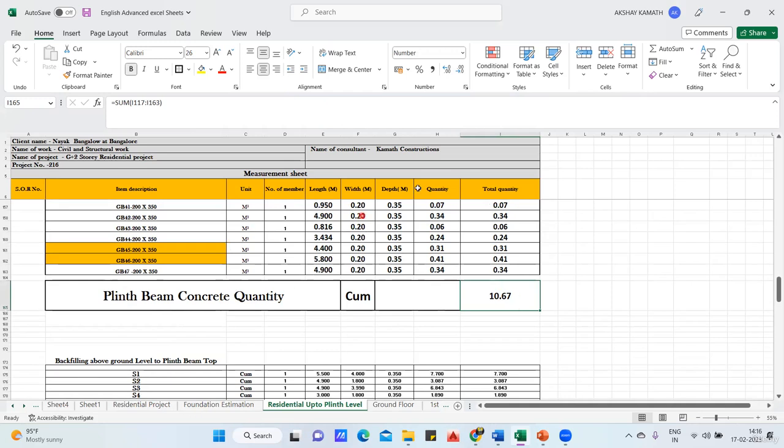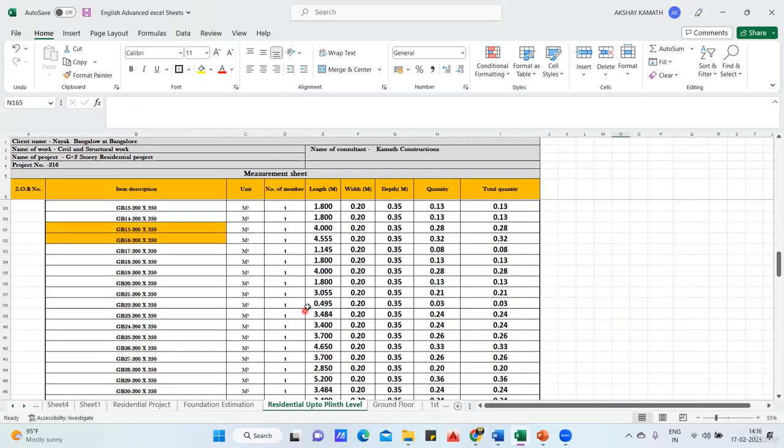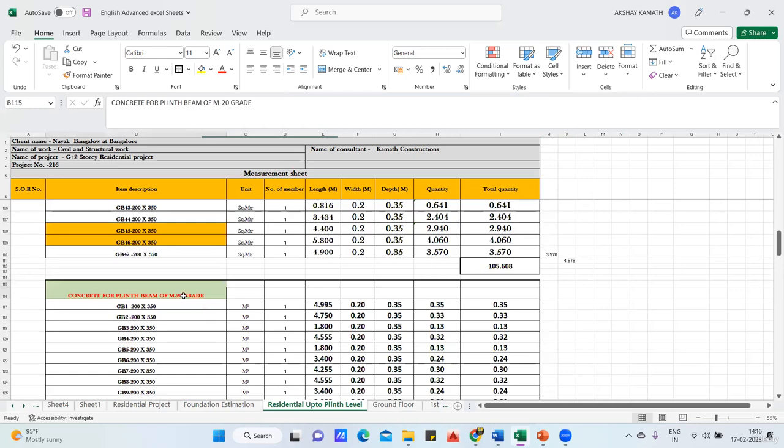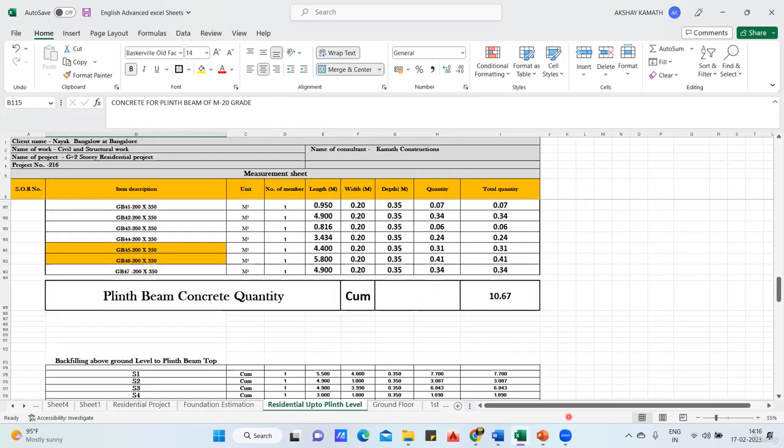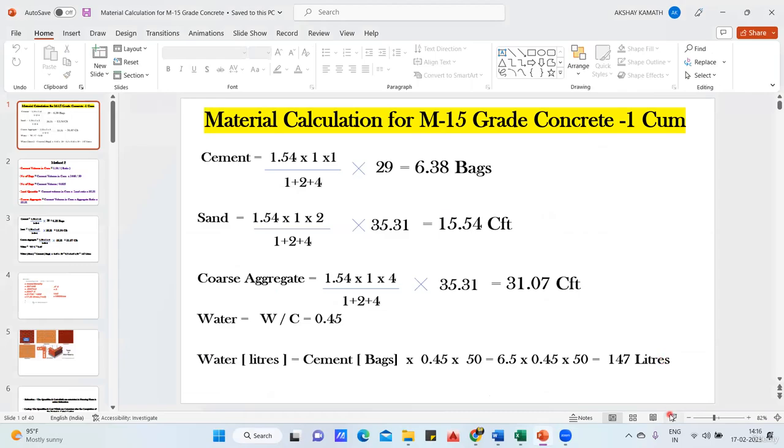So finally we have done all the quantities, but we don't know for this particular 10.67 how much cement, sand and aggregate is required, because everywhere we have told that we are making use of M20 grade of concrete. But we haven't found what is the cement, sand and aggregate required. Those calculations we will take out from here onwards. It will come under the costing part. Okay, great. So I'll start with this now.